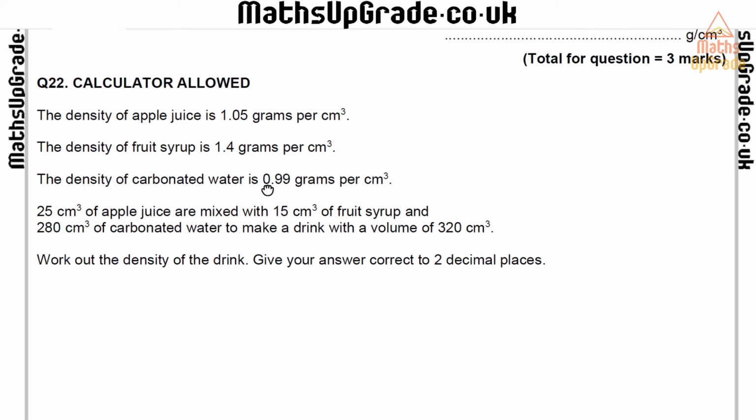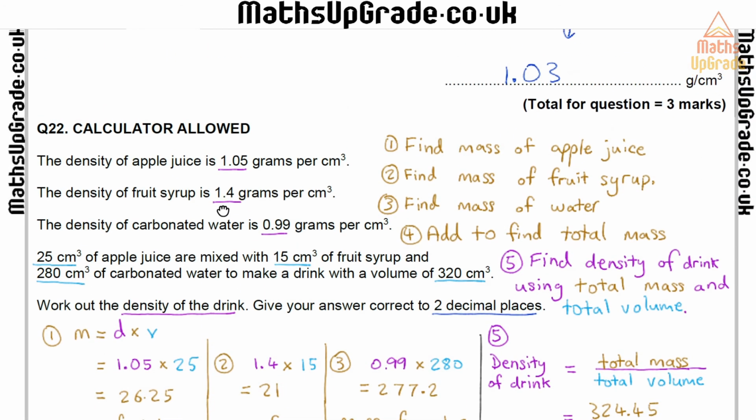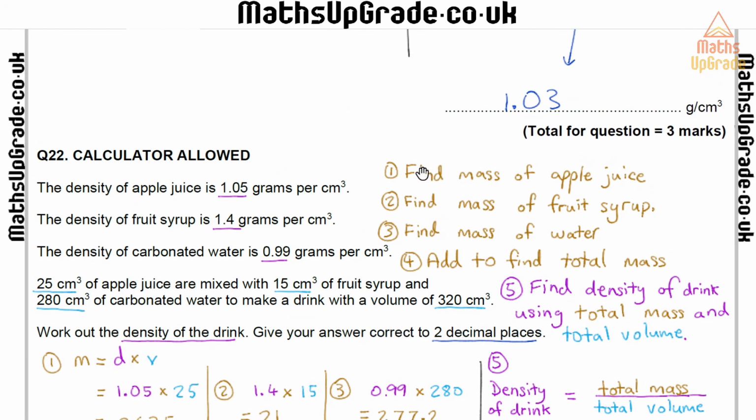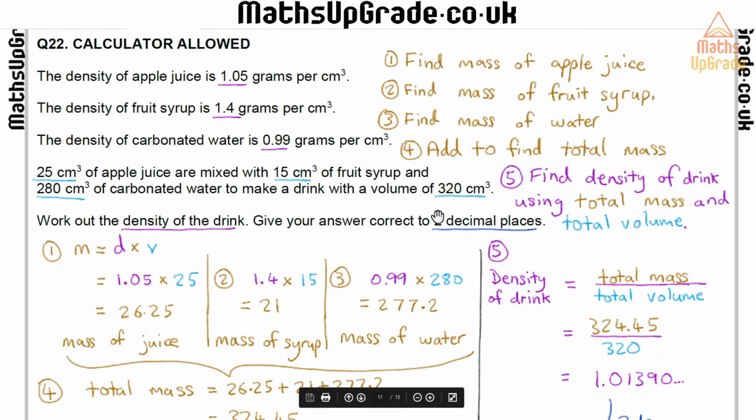So let's list those steps and underline the key information. So there we go. There's the steps I'm going to take. And I've underlined the key information there. So let's do the first step. Let's find the mass of the apple juice.